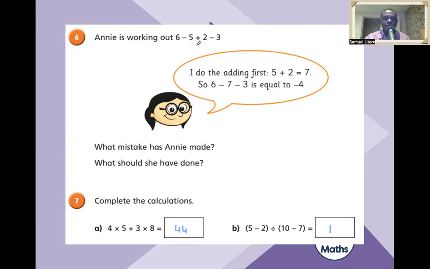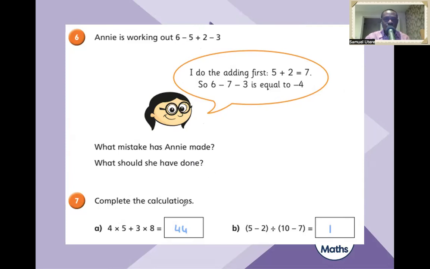Well, the mistake Annie has made is, remember, we've learned that subtraction and addition have the same preference in a calculation. It's the same thing as multiplication and division. So if we have them in a calculation, we can just simply do the calculation from left to right. We don't really need to give preference to anyone by doing one first. So by Annie doing 5 add 2, she's giving preference to addition over subtraction. She should just do it from left to right.